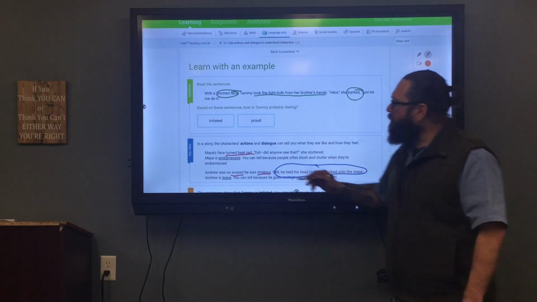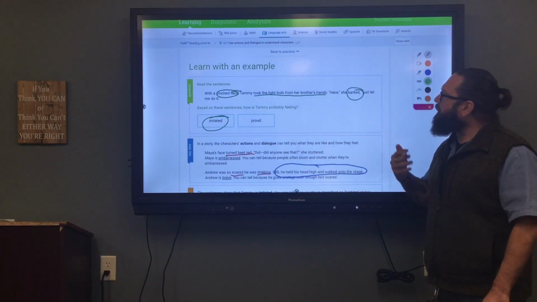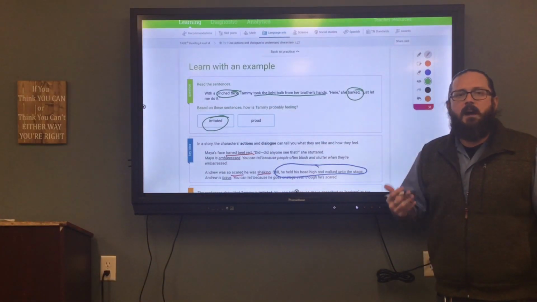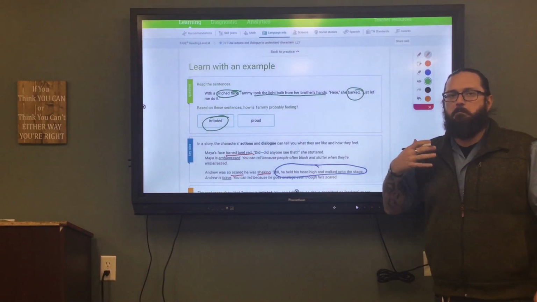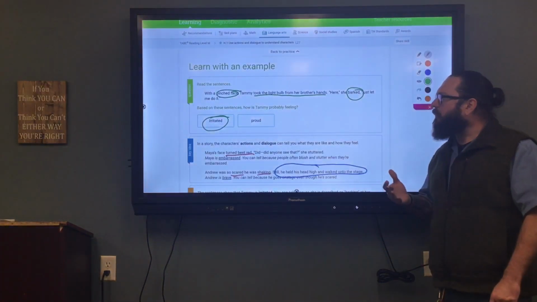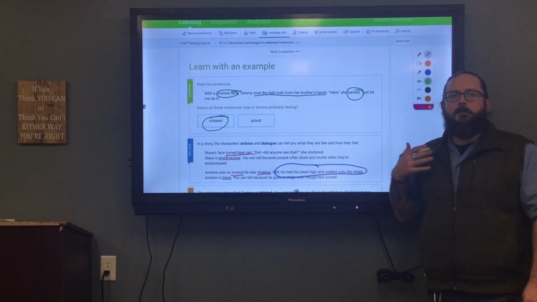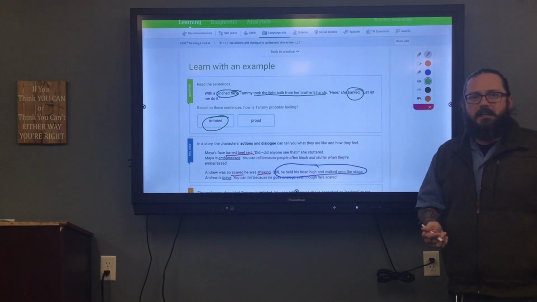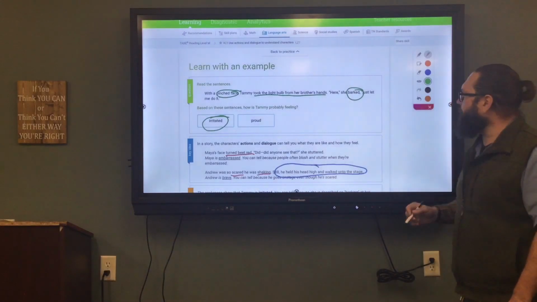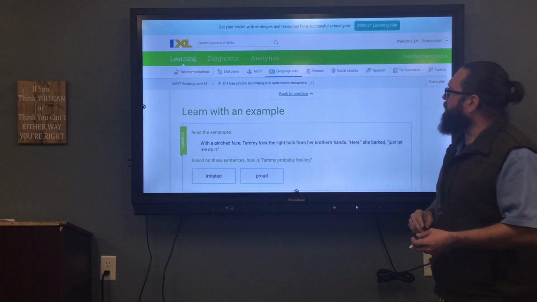No, Tammy is probably feeling irritated, because the pinched face, the taking of the bulb, and the description of the dialogue as being "she barked" are clues that would tell us that she's most likely frustrated with her brother. Therefore, we can make the educated guess that Tammy is most likely feeling irritated. So now, let's work through another example.